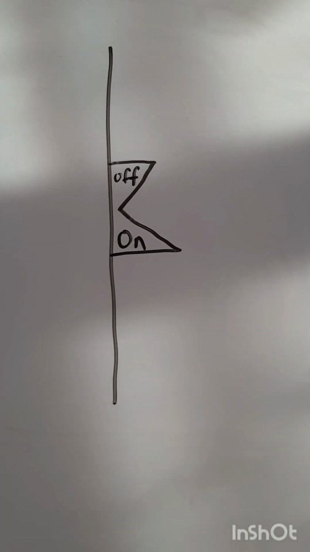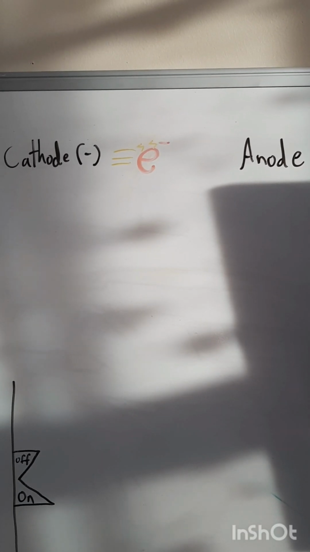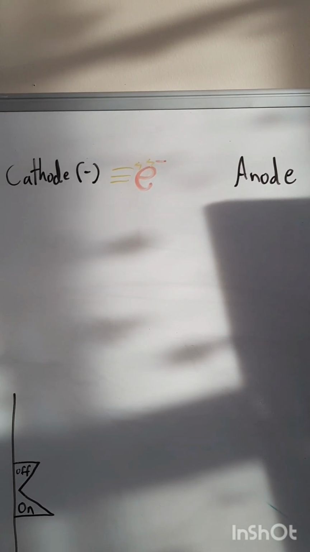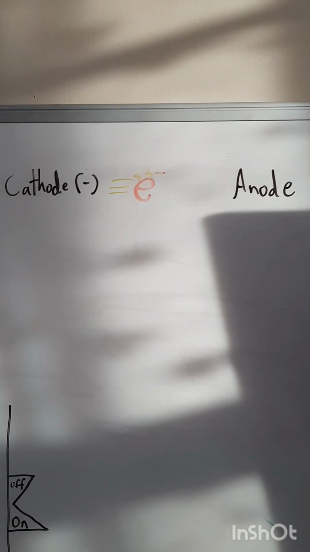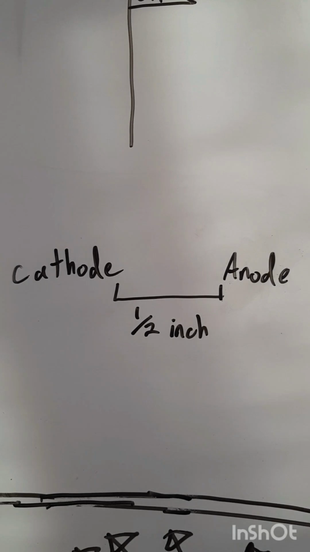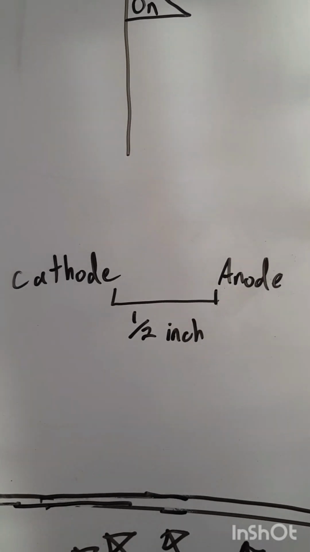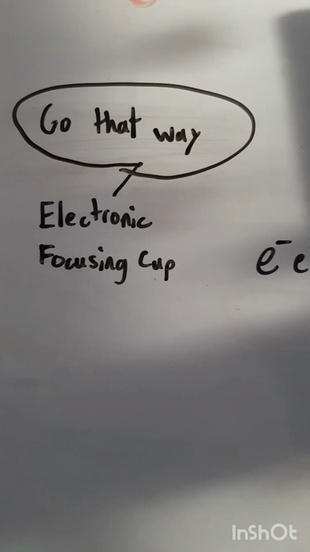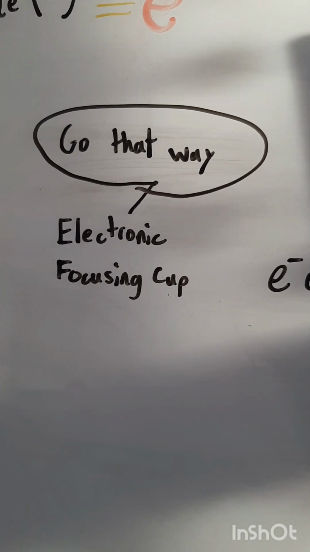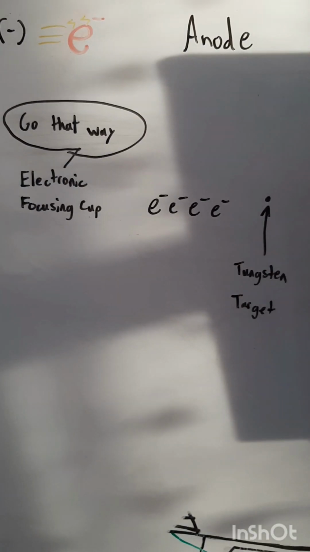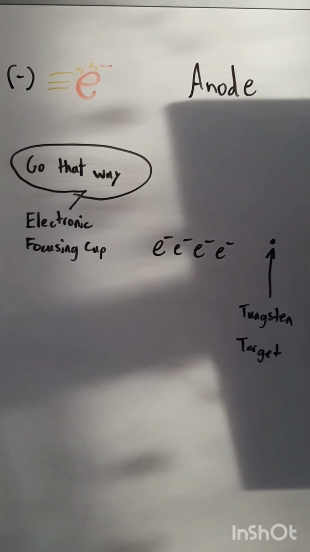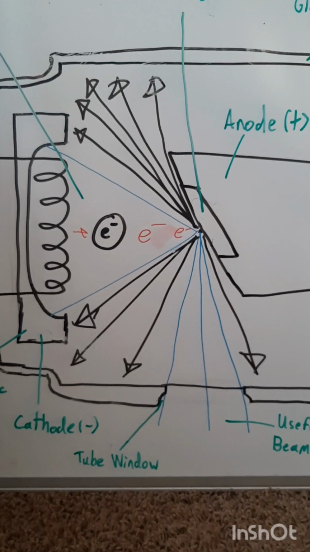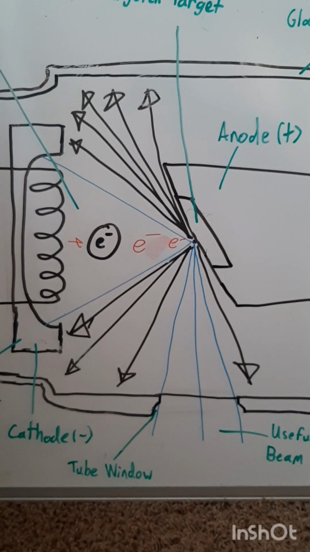When the exposure button is pressed, the high voltage circuit is turned on. The circuit accelerates the electrons produced at the cathode across the X-ray tube toward the anode. The distance between the cathode and anode is very short, less than half an inch. The electronic focusing cup in the cathode helps direct the electrons toward the tungsten target in the anode. The electrons travel from the cathode to the anode.